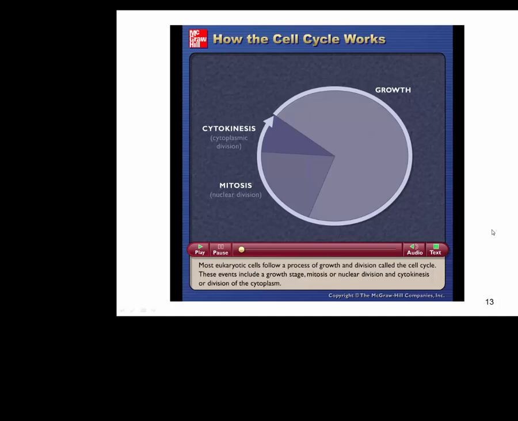Most eukaryotic cells follow a process of growth and division called the cell cycle. These events include a growth stage, mitosis or nuclear division, and cytokinesis or division of the cytoplasm. Throughout interphase, the cell is engaged in growth and metabolic activities. Interphase can be further broken down into three discrete phases called G1, S, and G2.